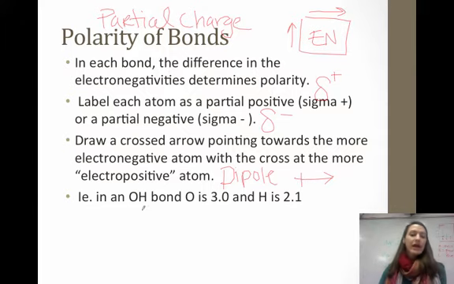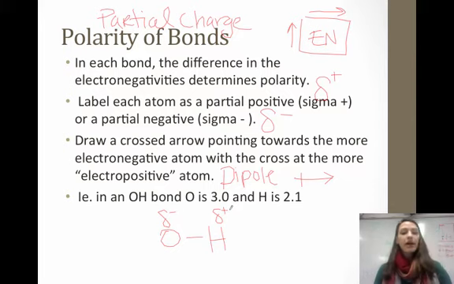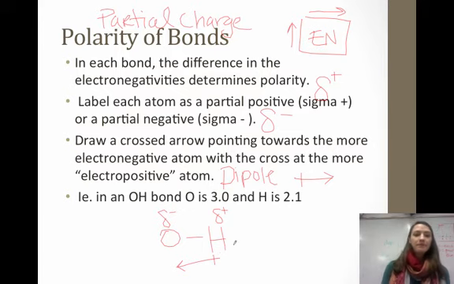So let's try an OH bond. I'm going to draw my O and my H bonded together. O is 3.0, H is 2.1. So O is more electronegative, which we also know if we look at the periodic table. I'm going to write my sigma minus there, and my sigma plus is going to go on my less electronegative or more electropositive element. Then I'm going to draw my dipole arrow heading towards my electronegative element with a little cross at the end. You'll notice the sigma plus and the cross of the dipole arrow will be in the same spot, all right?